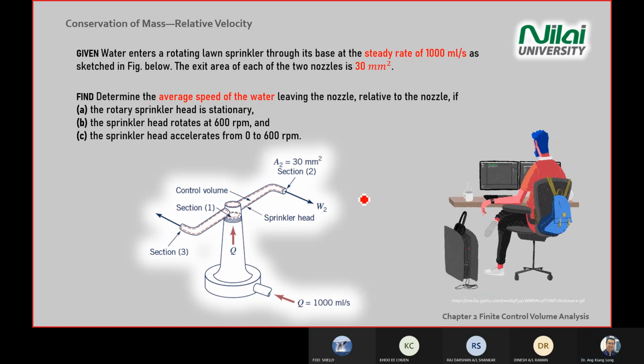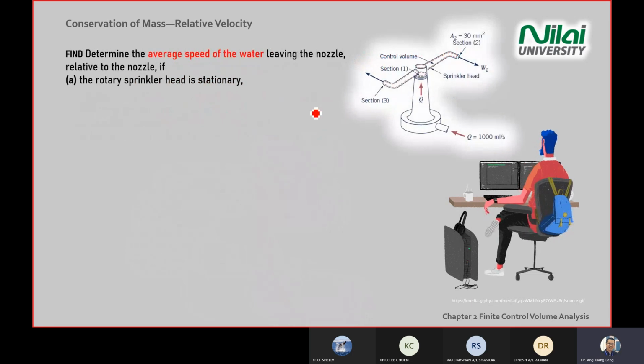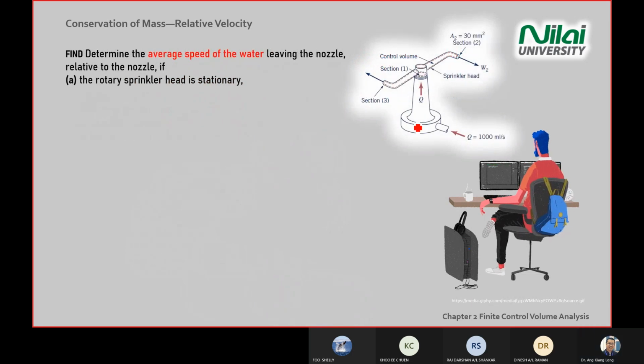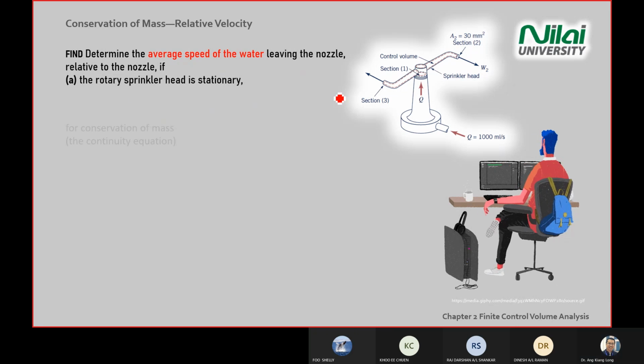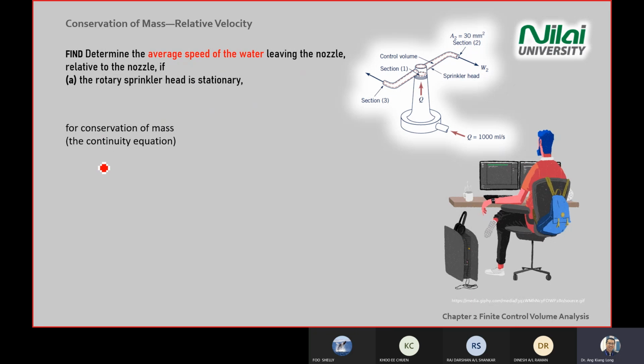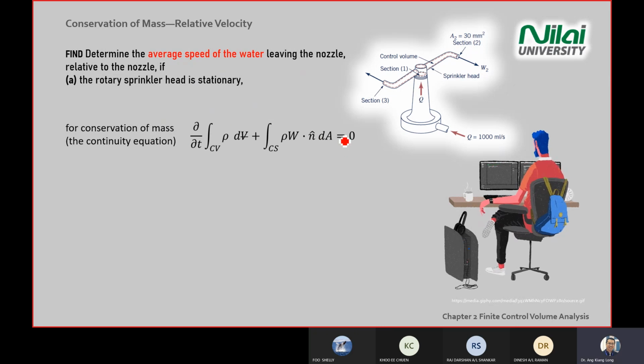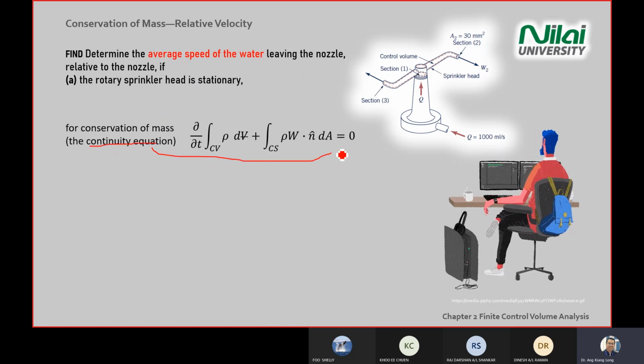Okay, let's solve. I pull the diagram to the top right corner, and we solve for the case where the sprinkler head is not moving. First, by standard, write the conservation of mass equation, or continuity equation, equals 0. Again, conservation of mass doesn't equal 0, but when you mention the continuity equation, then you can write equals 0. Be sensitive to the name of the equation that you use.